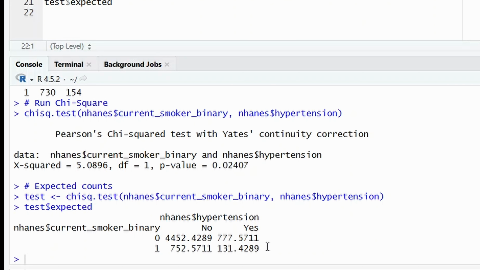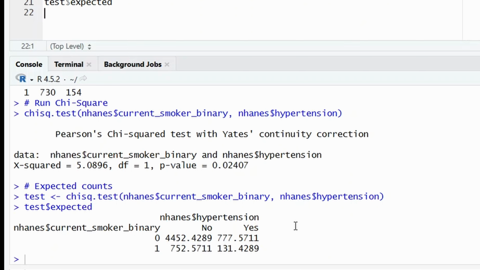So in summary, the expected counts show us what no relationship would look like. The fact that our observed numbers differ from those expectations supports the statistical evidence that smoking and hypertension are associated in this dataset. This is how we move from raw numbers to meaningful public health insight.